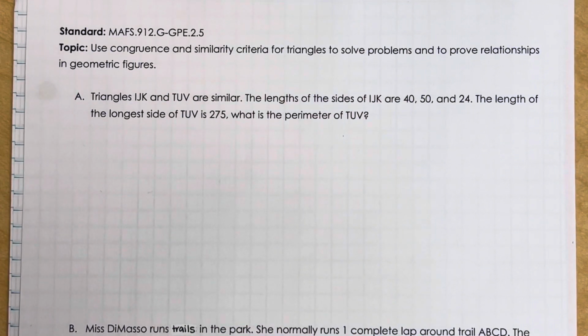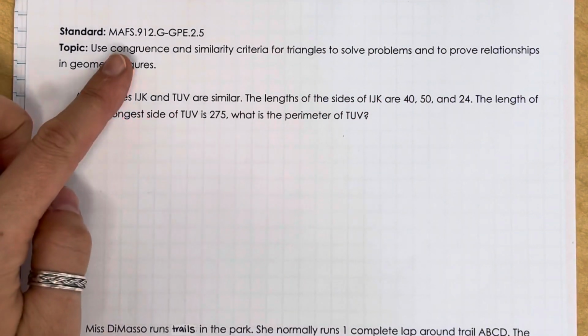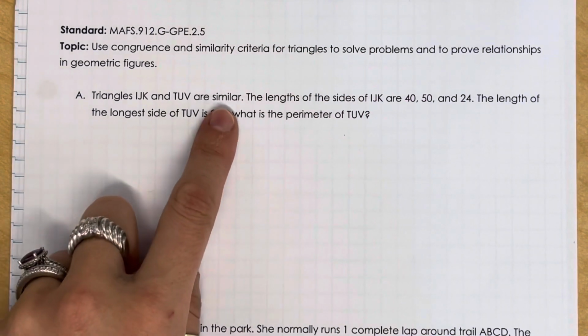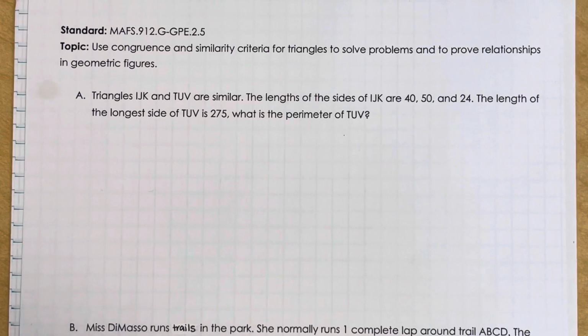The lengths of the sides of IJK are 40, 50, and 24. The length of the longest side of TUV is 275. What is the perimeter of TUV? Now, I know congruent means that the figures are the exact same shape and the exact same size, but similar figures mean that my pictures are the same shape, but not necessarily the exact same size.